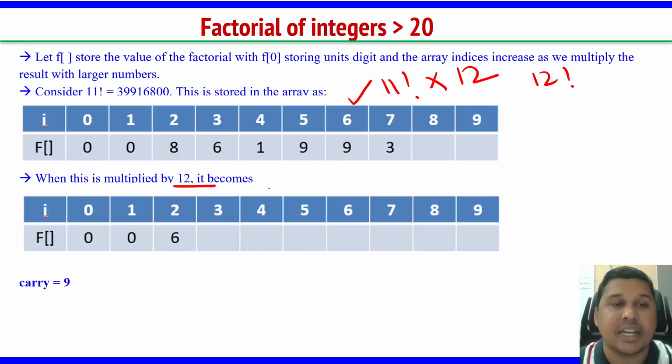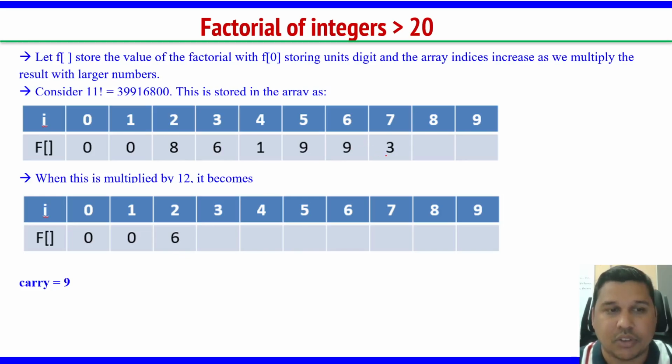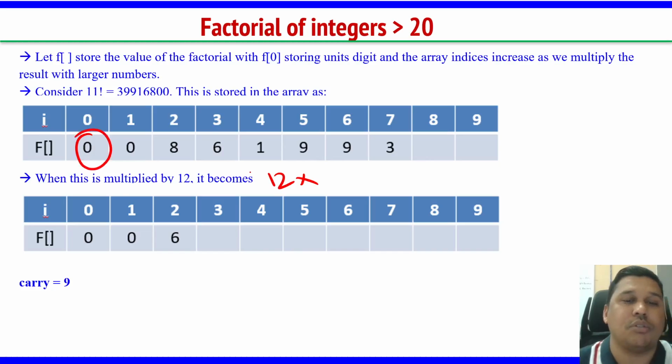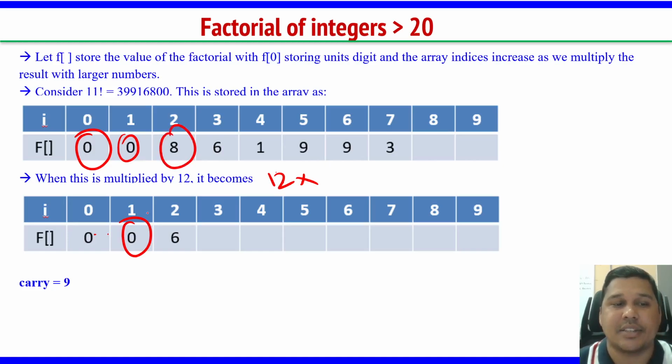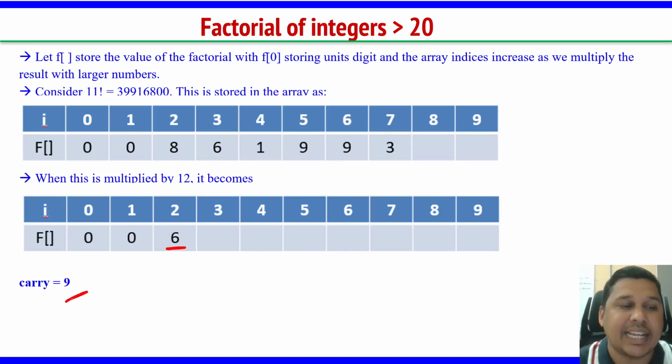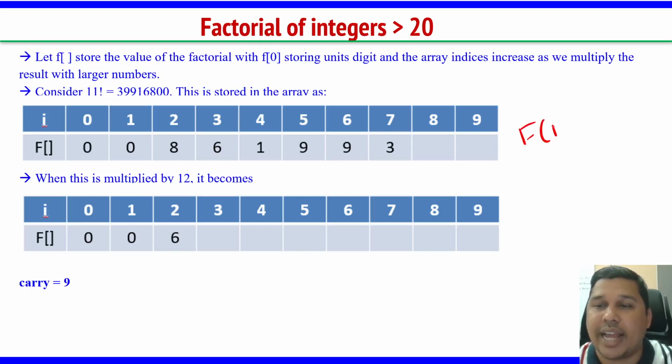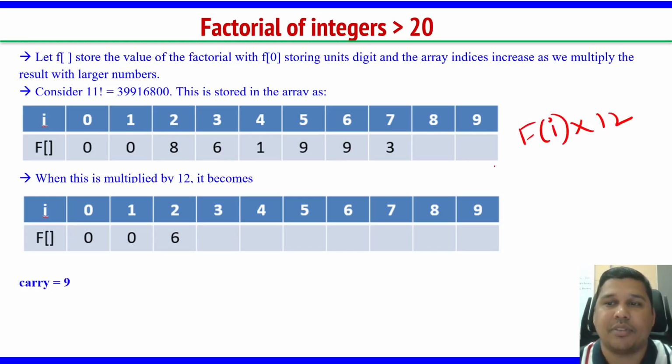So, how do I multiply it here? See, you have to multiply 12 with which number here? You have to multiply 12 with f of 0, that is 12 times 0 is 0, then f of 1, 12 times 0 is 0, then f of 2, multiply 12 with f of 2, 12 times 8 is 96. So, 6 comes here and carry is 9. So, what I am doing here is f of i into 12, I am multiplying.